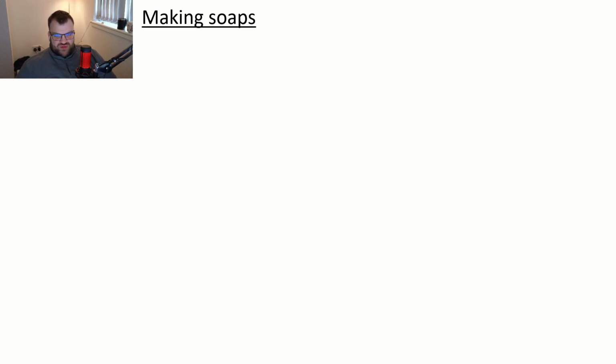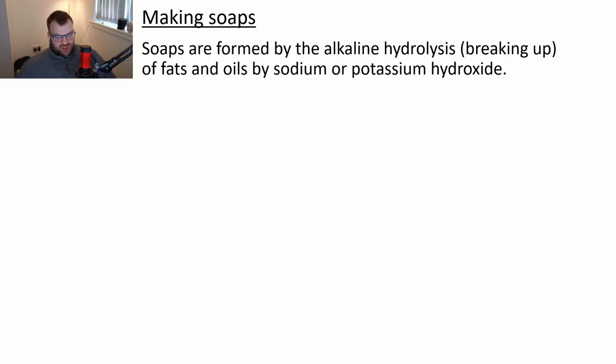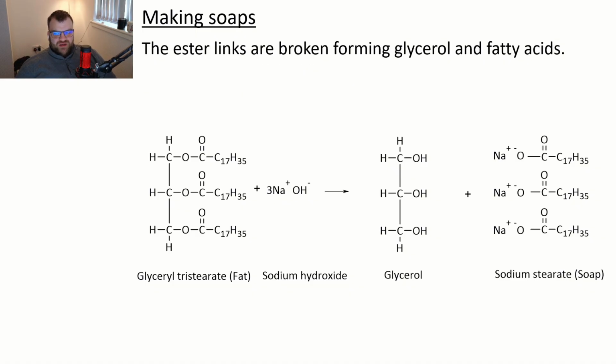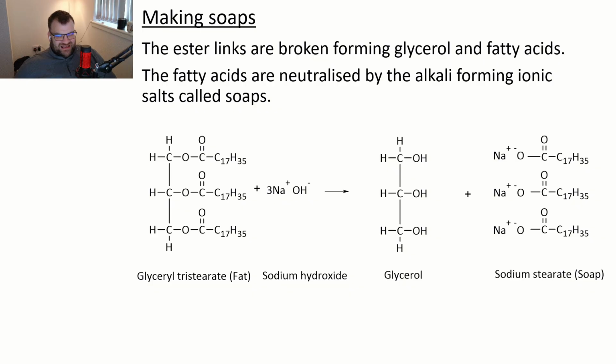Starting off with soaps, soaps are made by the alkaline hydrolysis of fats and oils. The alkalis that are most commonly used would be sodium and potassium hydroxide. Another term used is saponification. In this case, we have a fat on the left-hand side. We are reacting it with the ionic sodium hydroxide. The ester links are broken up and we form glycerol and fatty acids. Those fatty acids then react with the alkali, producing ionic salts called soaps.